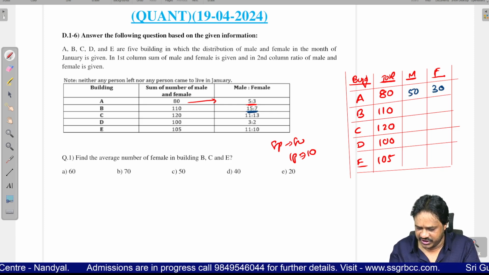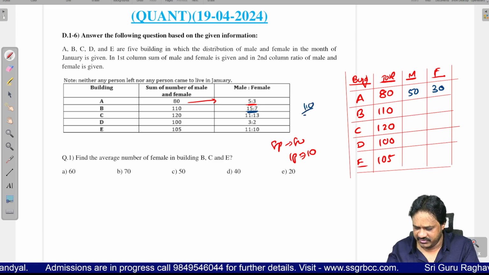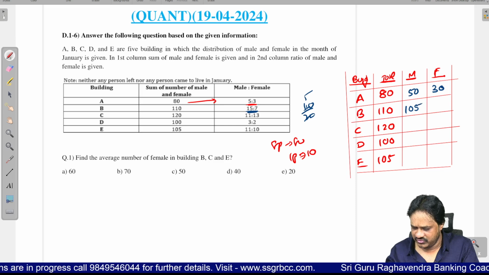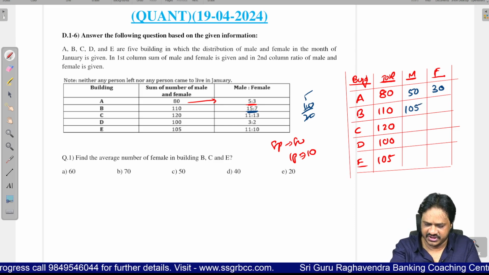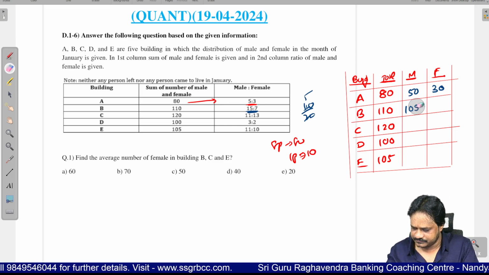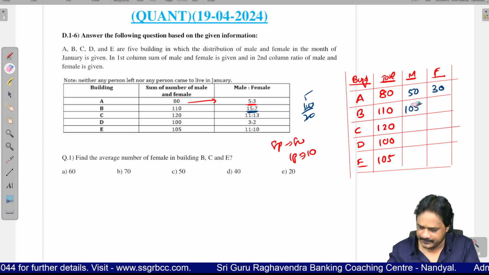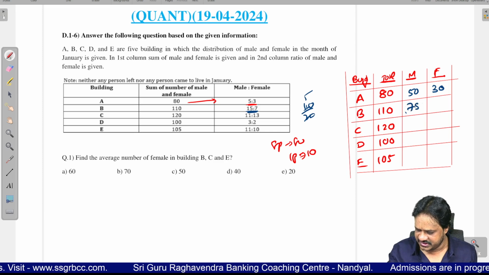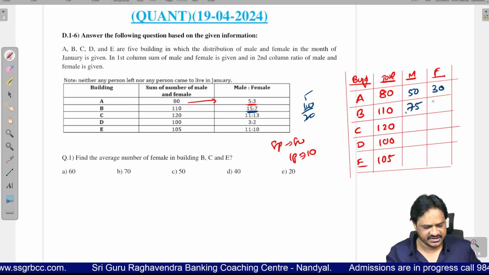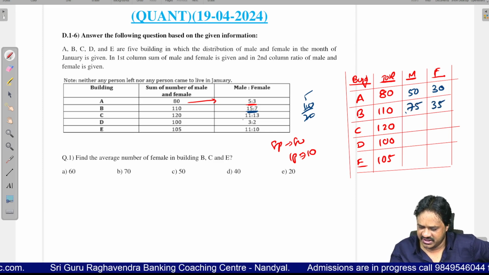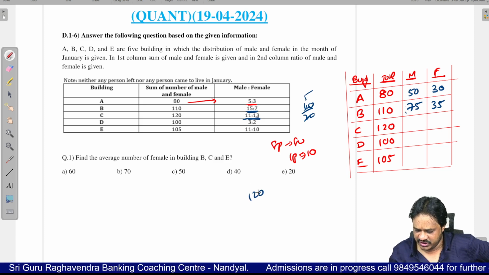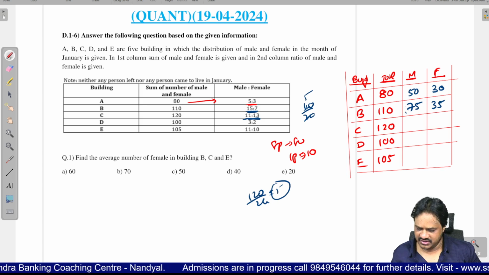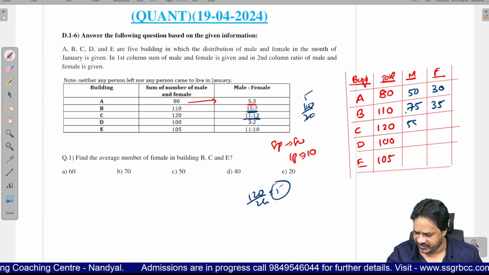For B, there are 22 parts. So, 110 divided by 22 is 5. So, 15 into 5, that is 75. The balance is 35. Similarly, for C, 11 is to 13, 24 parts. So, 120 divided by 24 is 5. 11 into 5, that is 55.